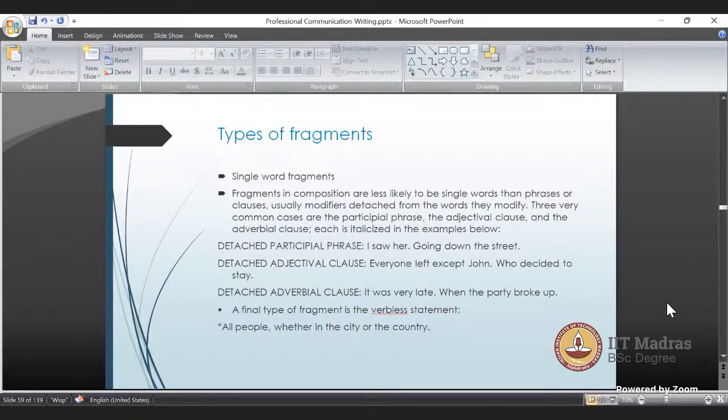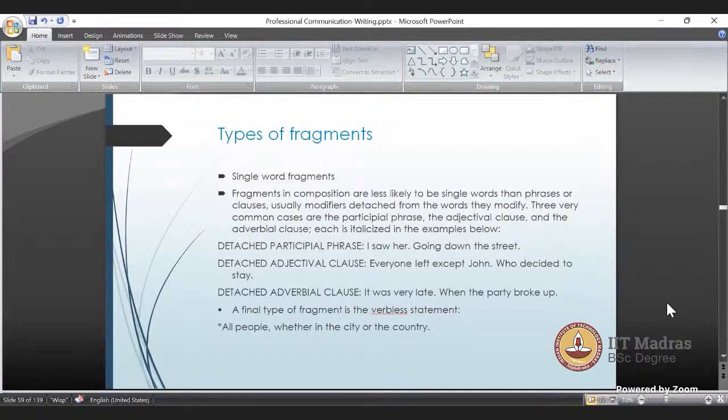Fragments that appear in a longer piece of writing, that is in composition, are less likely to be single words in their expression. They will be mostly phrases or clauses, or usually modifiers that are detached from the words they modify. Now, what does that mean? Look at those three examples that you have on the screen.